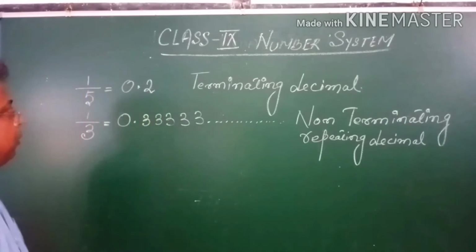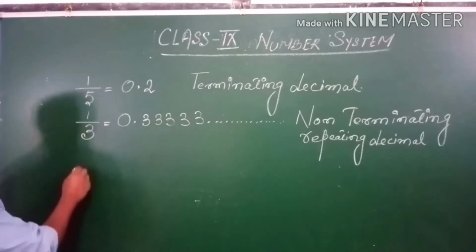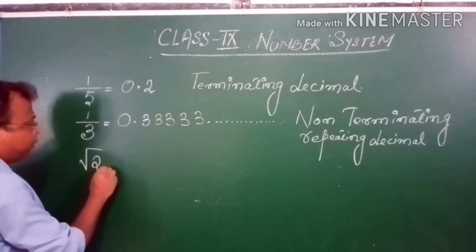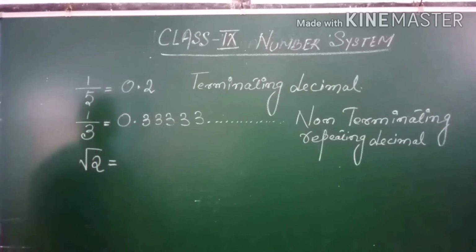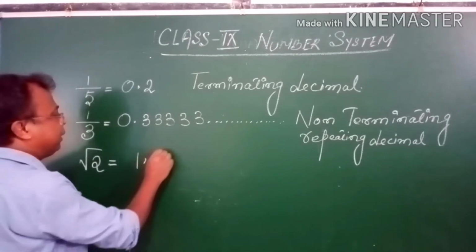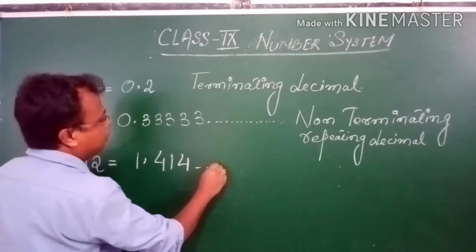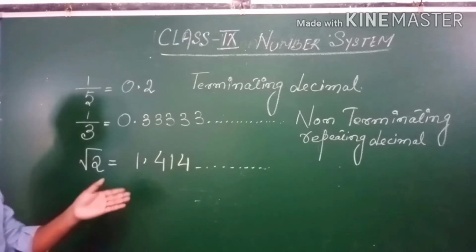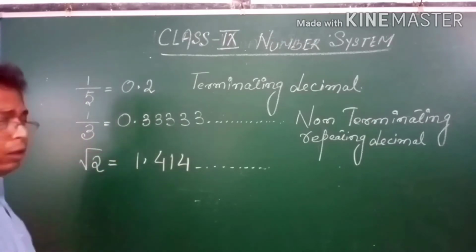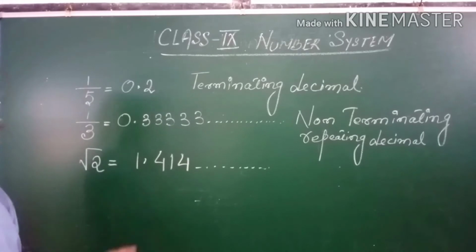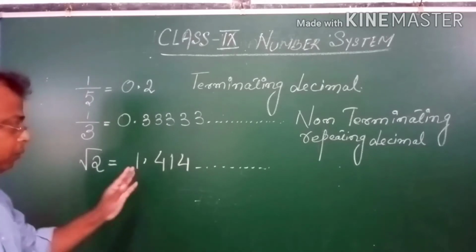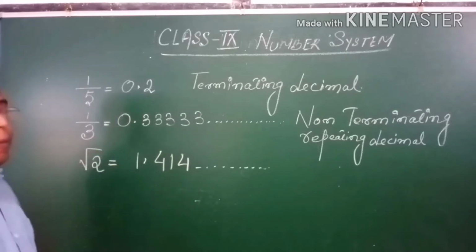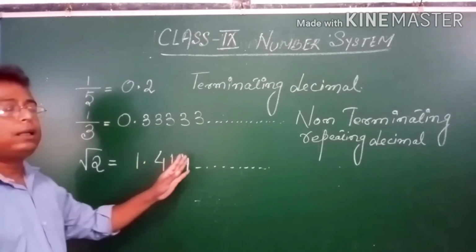Clear? Now again we'll try to find the square root of 2. Square root of 2, you will get 1.414 like this, it will come. In the next class, we are going to learn how to find the value of root 2, root 3, root 5, root 6, root 7 like this. That one we are going to discuss. But if we find the decimal expansion of root 2, or the value of root 2, you will get the answer 1.414 like this.